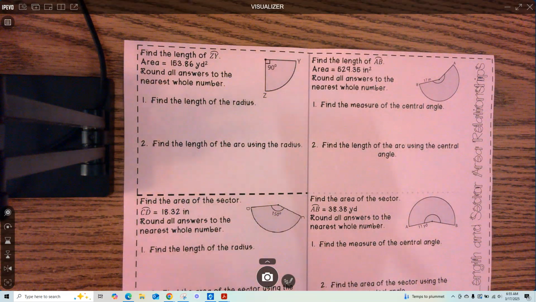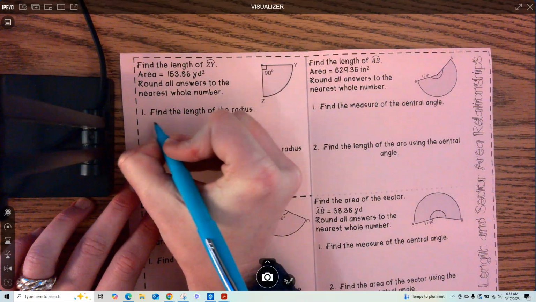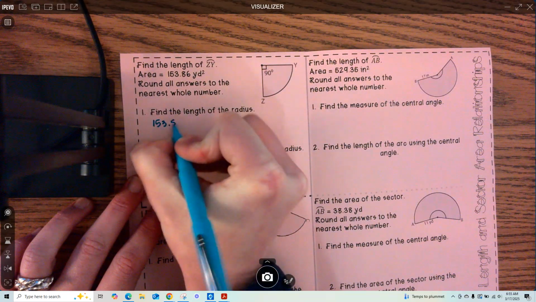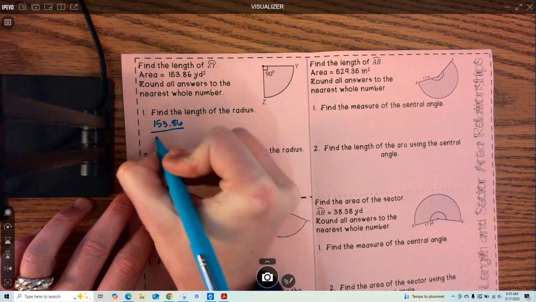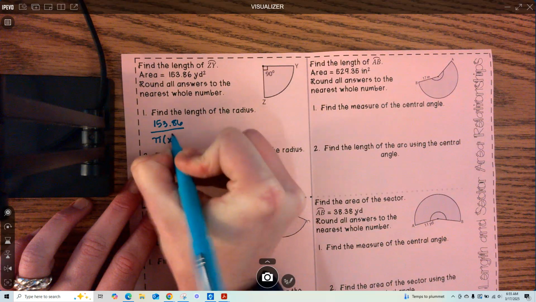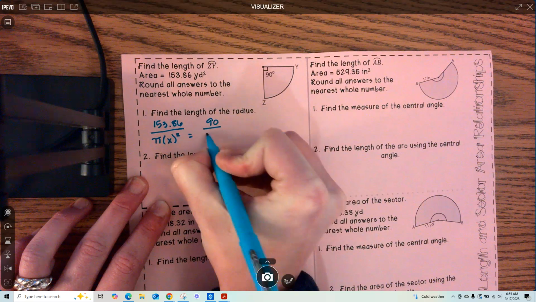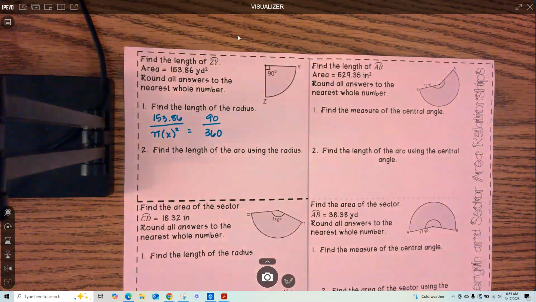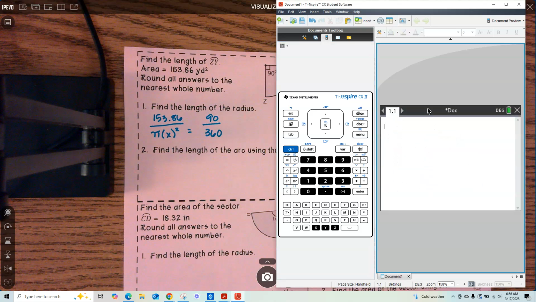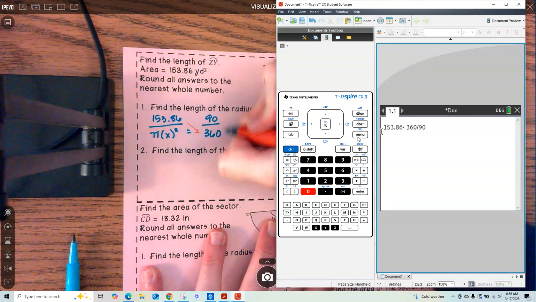So in this case, we've got the area. So what we need to find is the radius, right? So area of the piece over the area of the whole circle, which would be pi times radius, which is what we're looking for, so we're going to make it our x squared. And then the measure of the central angle is 90, over 360. Okay, so we can cross multiply and divide. So we're going to do 153.86 times 360 and then divided by 90. So I'm cross multiplying and then I'm dividing here.